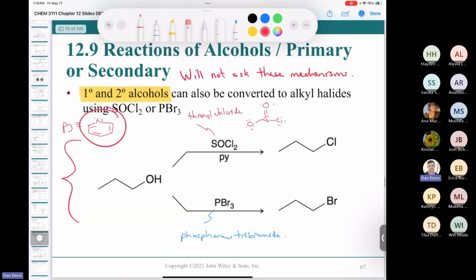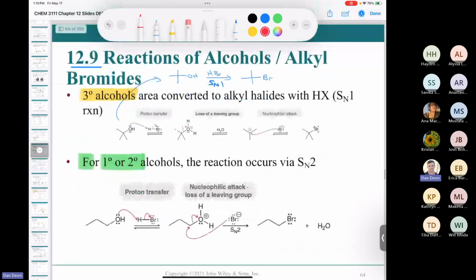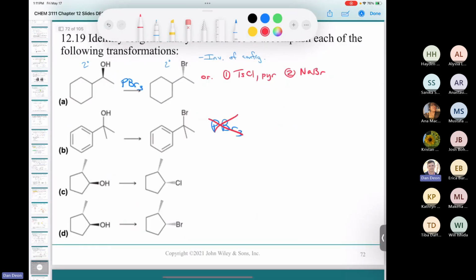Okay, let's go back in our slides again. If we want to take a tertiary alcohol and we want to convert it into a tertiary alkyl halide, what do we need? We just need HBr as our reagent. So let's go back to the problem here. And the reagent that we need in this case is HBr. This is just an SN1 mechanism, all right?